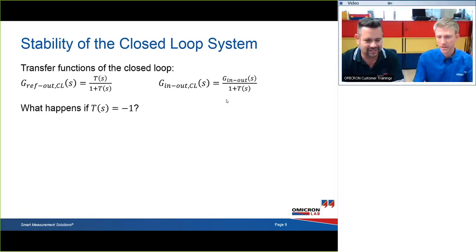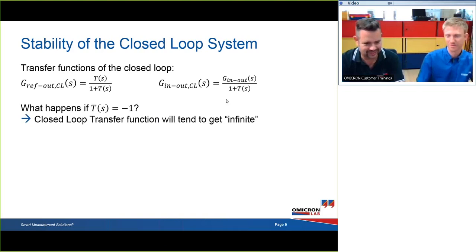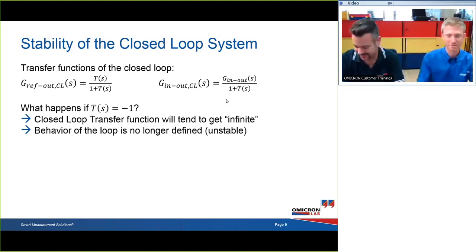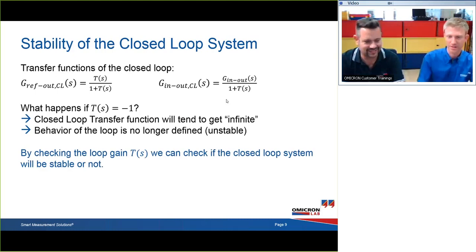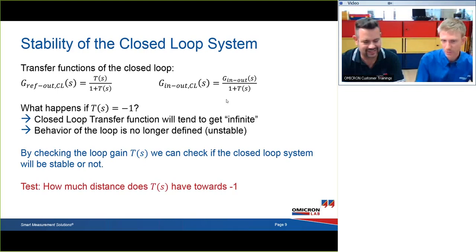And what happens if the T becomes minus 1? Well, then 1 plus minus 1 will be 1 minus 1. That's zero, yeah. And a zero under a fraction is bad, so this number will be undefined or infinite. Denominator is okay, was in the chat, thank you very much. So this will be undefined, and for simplicity we now call it unstable. And to avoid that, we can check the loop gain. So we will need to check how much distance our loop gain has towards the instability point of minus 1. And that's actually everything about the loop gain measurement with respect to stability.